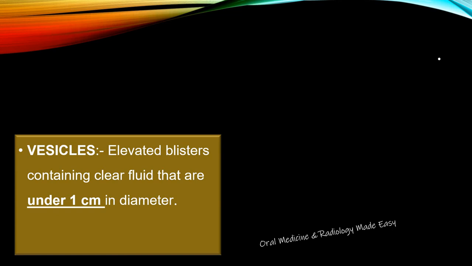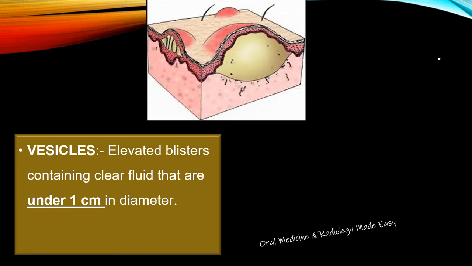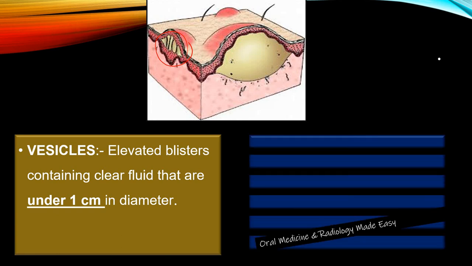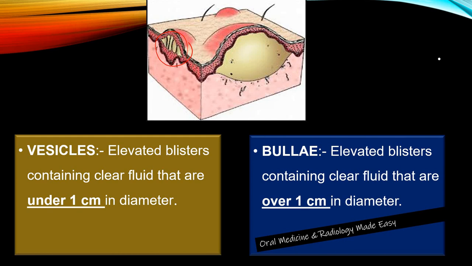So before we go ahead with the classification, we need to understand some of the terminologies related to vesiculobullous lesions. So what is a vesicle? A vesicle is an elevated blister containing clear fluid which is less than 1 centimeter in diameter. Here you can see in the diagram, this is a vesicle. Whereas bullae are elevated blisters containing clear fluid that are more than 1 centimeter in diameter. So the basic difference between vesicle and bullae is their size.